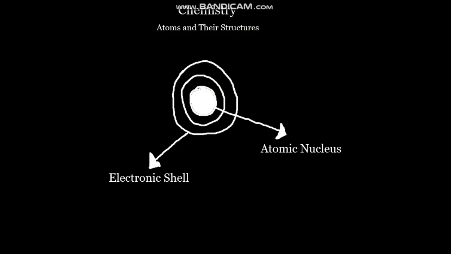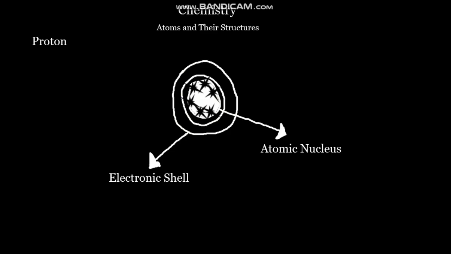So atoms contain three subatomic particles. The three subatomic particles are proton, neutron, and electron. The proton is a subatomic particle that contains a positive charge. Let me just show you the protons, neutrons, and electrons in the atom and how they are placed.